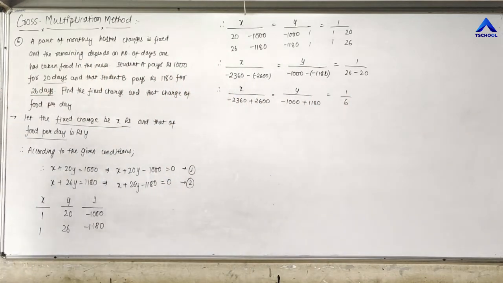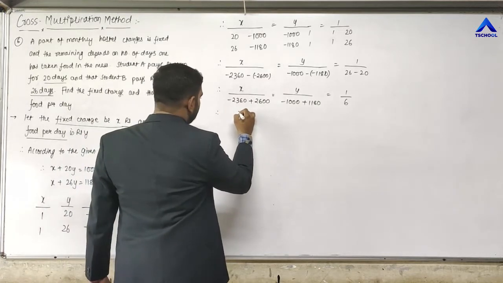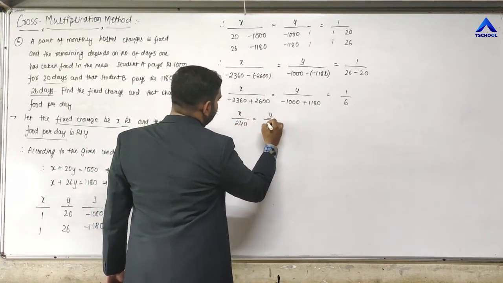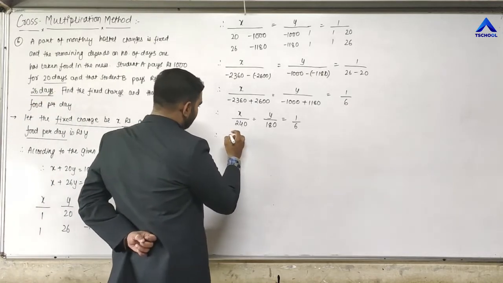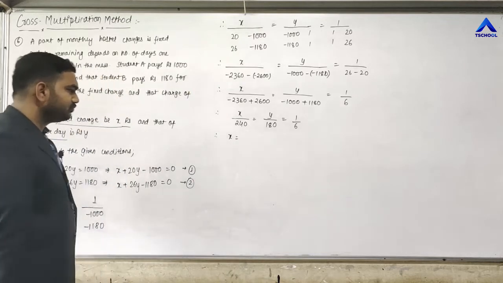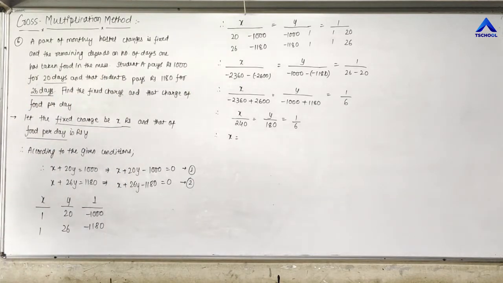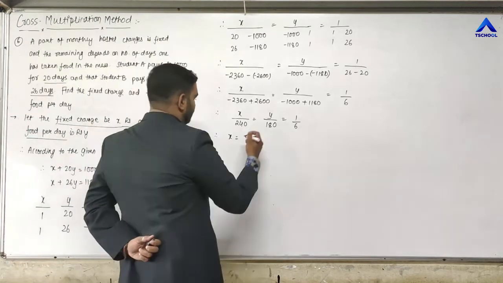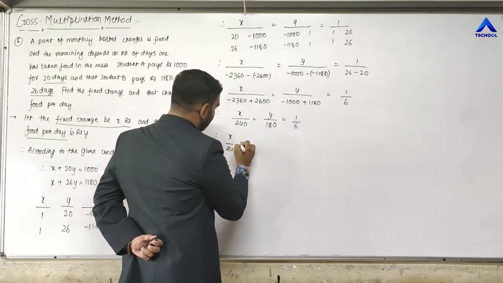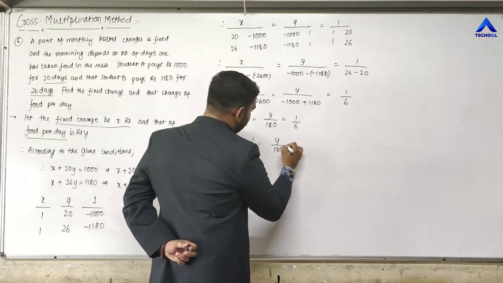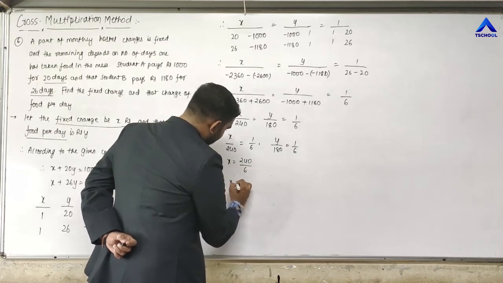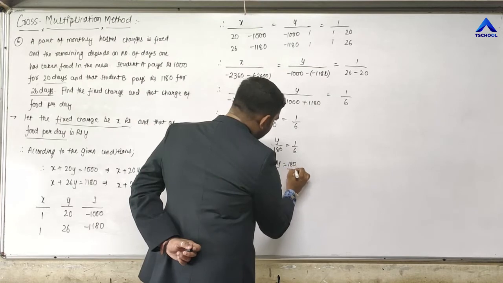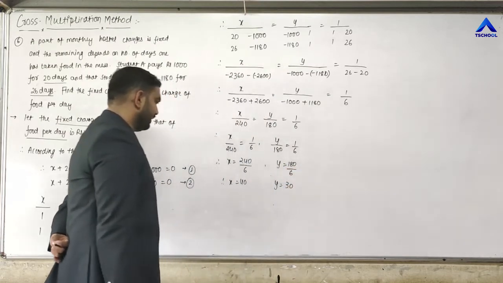So 2600 minus 2360, that is again 240, I think, right? So that leads me to x upon 240 equals y upon 180 equals 1 upon 6. Therefore x equals to, right, what is x equals to? X upon 240 equals 1 upon 6. This gives me x equals 240 upon 6, and hence x equals 40. Y equals 180 upon 6, and this gives me y equals 30.